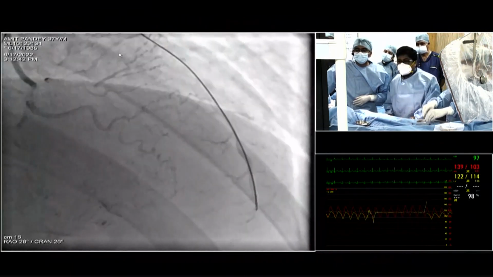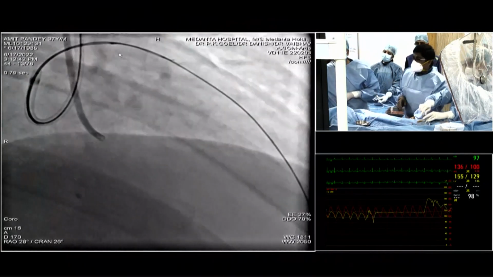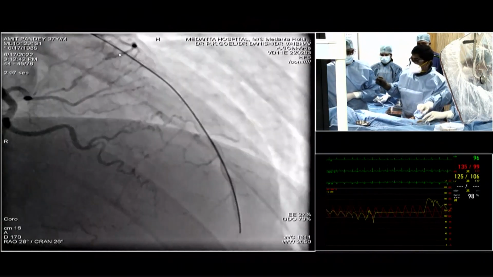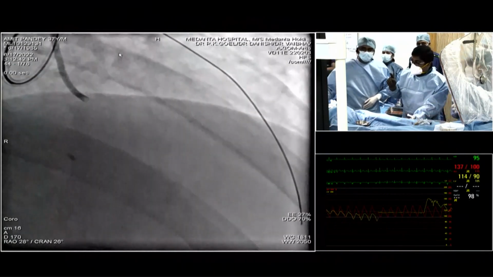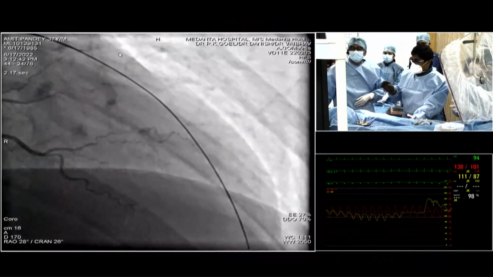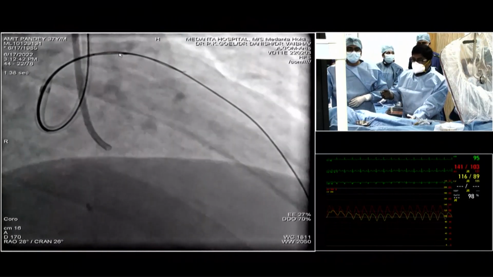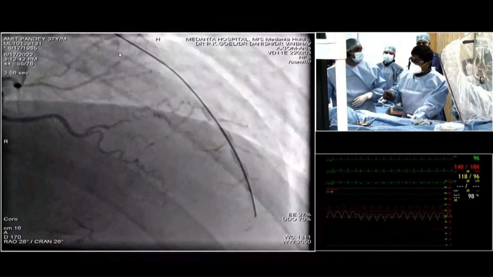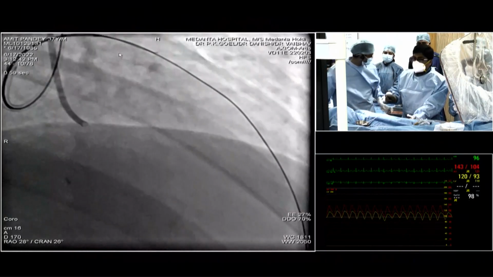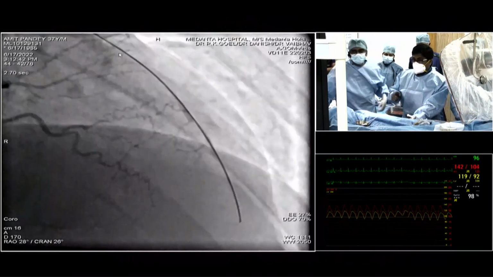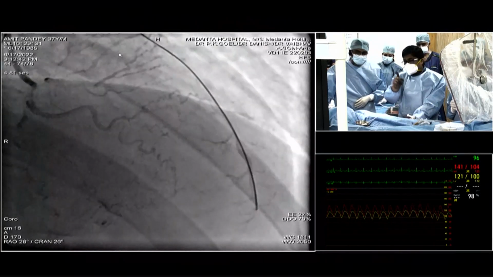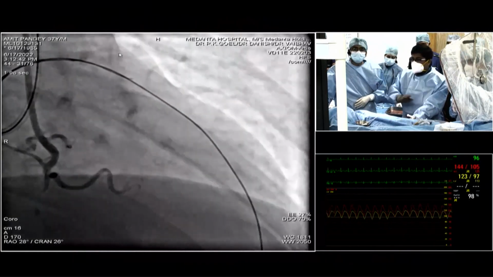So you see that? Yep. And this is Gaia 3. And what I was trying to tell my colleagues here, no CTO is easy. It looked like a taper tip and everything, but no CTO is easy. Every CTO you have to take full precautions, full preparations, and then do it. And that's the importance of the contralateral injection: now I can only see it through contralateral. Antegrade will not show it at all.